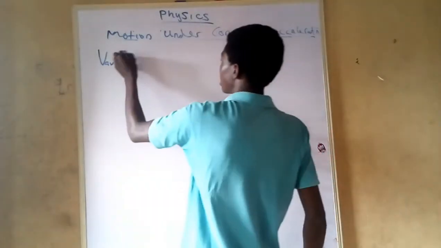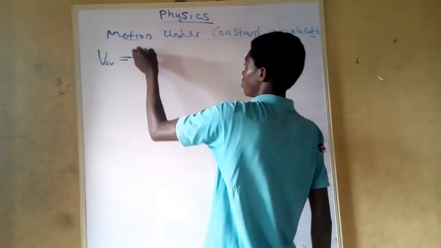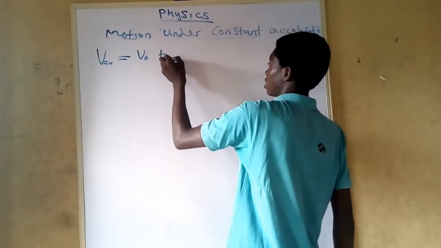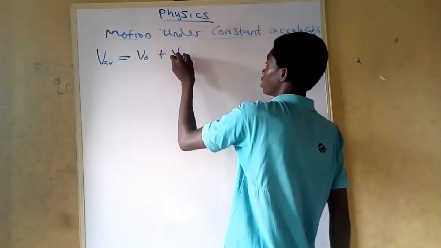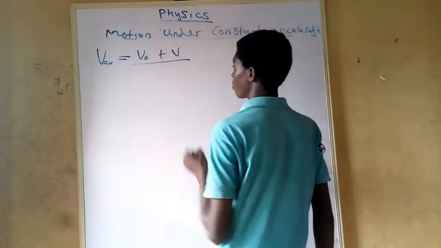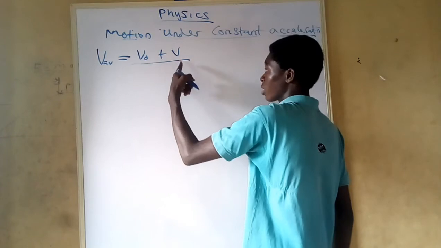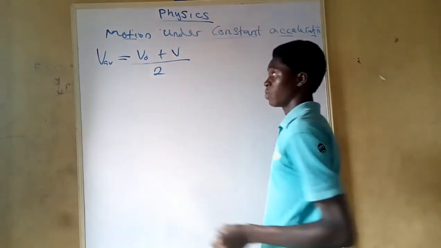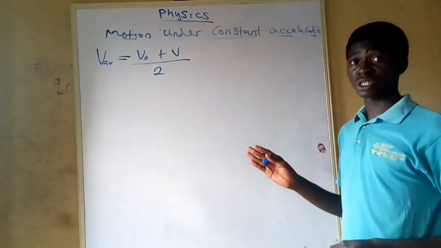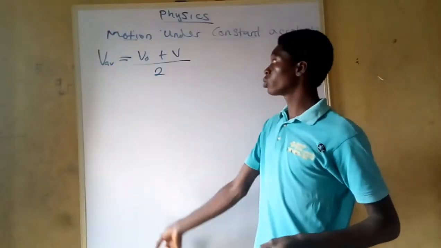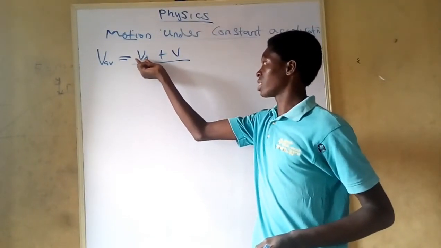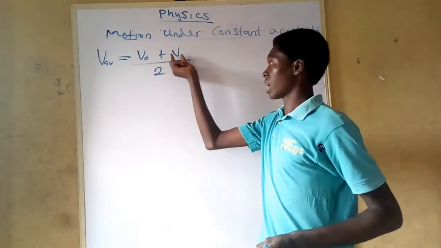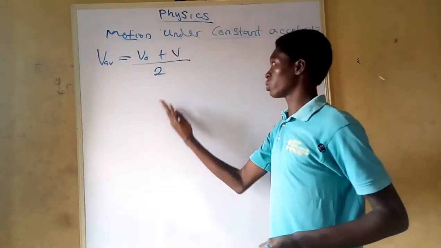So now, average velocity says that you take velocity v naught plus the final velocity, that is initial plus the final velocity, divided by 2. This is average velocity. So that is if you know the velocity at the initial point, and at the final point, you divide it, you get your average velocity.